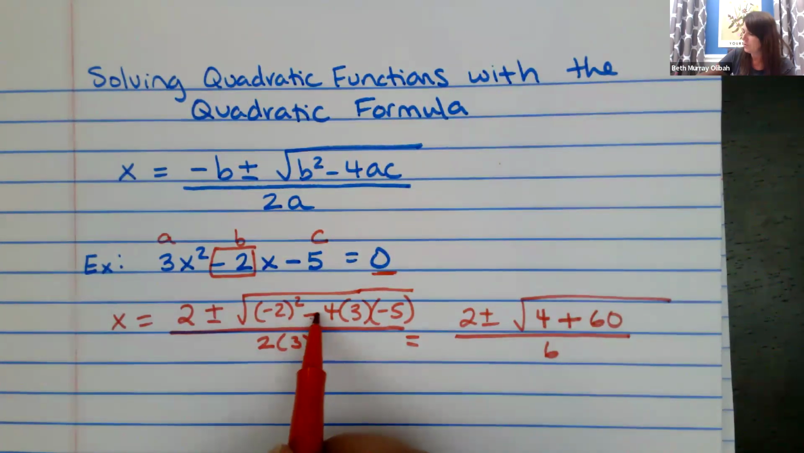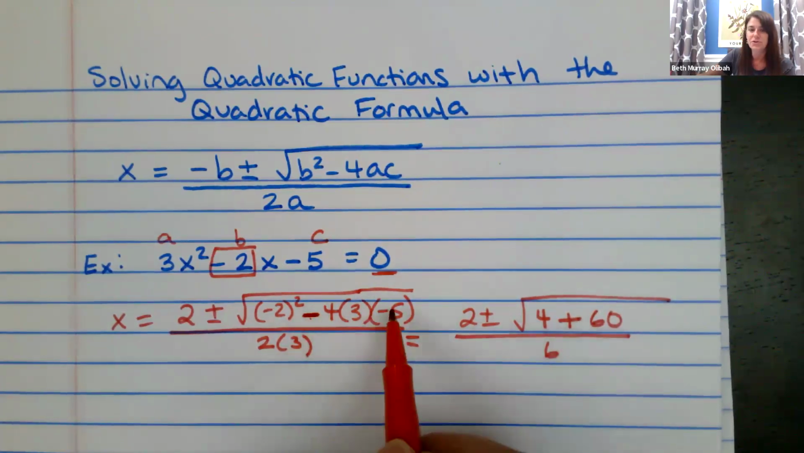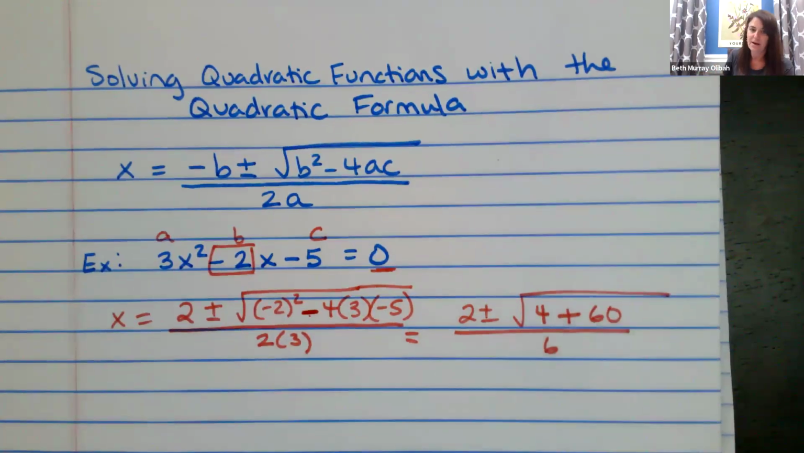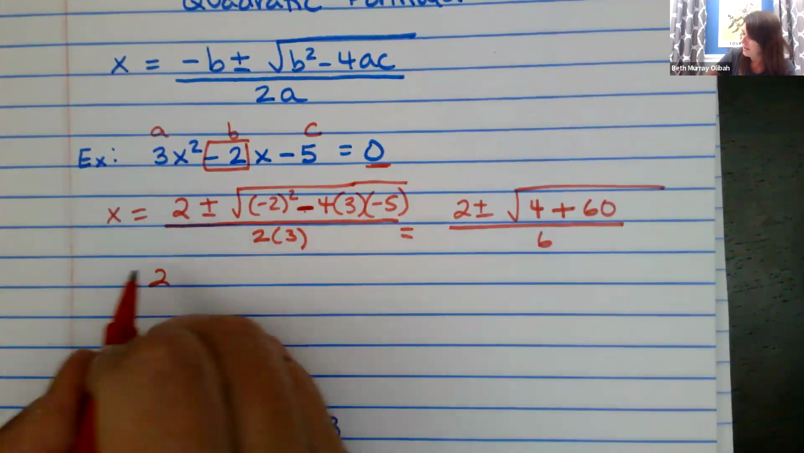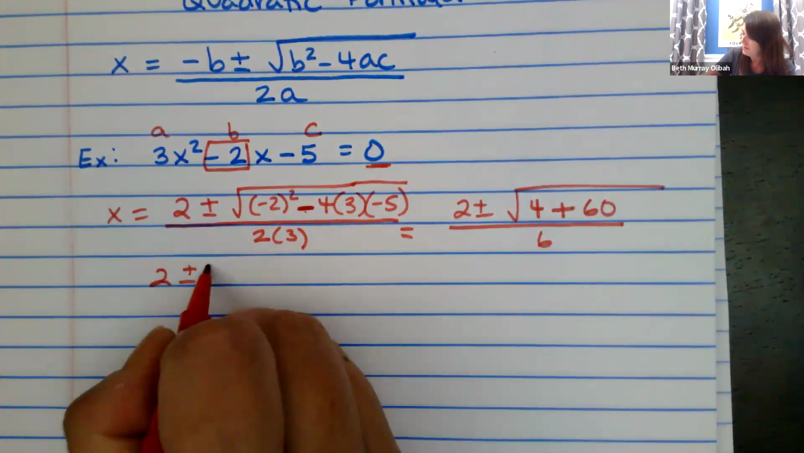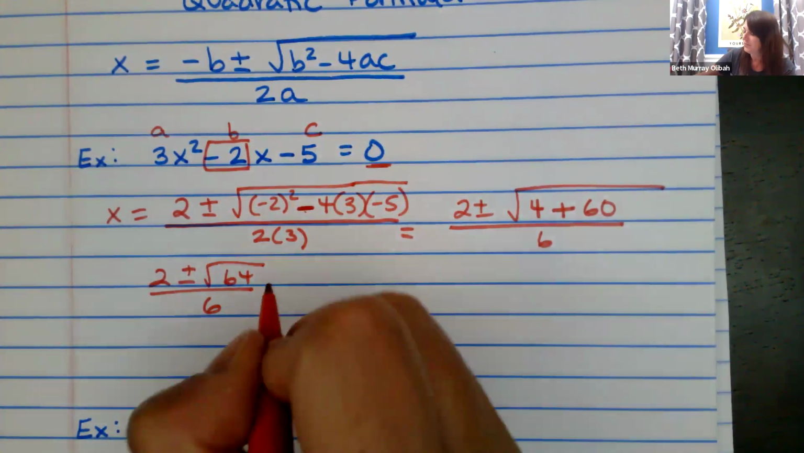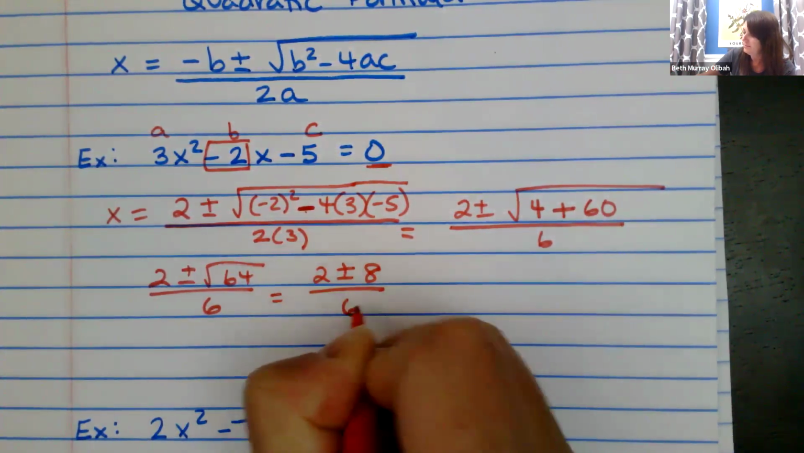So basically, if there's only one negative, this will be a minus here. But if you have two negatives like we did, it will become a plus. So now we just keep on going. There's more to do inside that square root sign. Square root of 64 is a nice number, so we can keep on going.